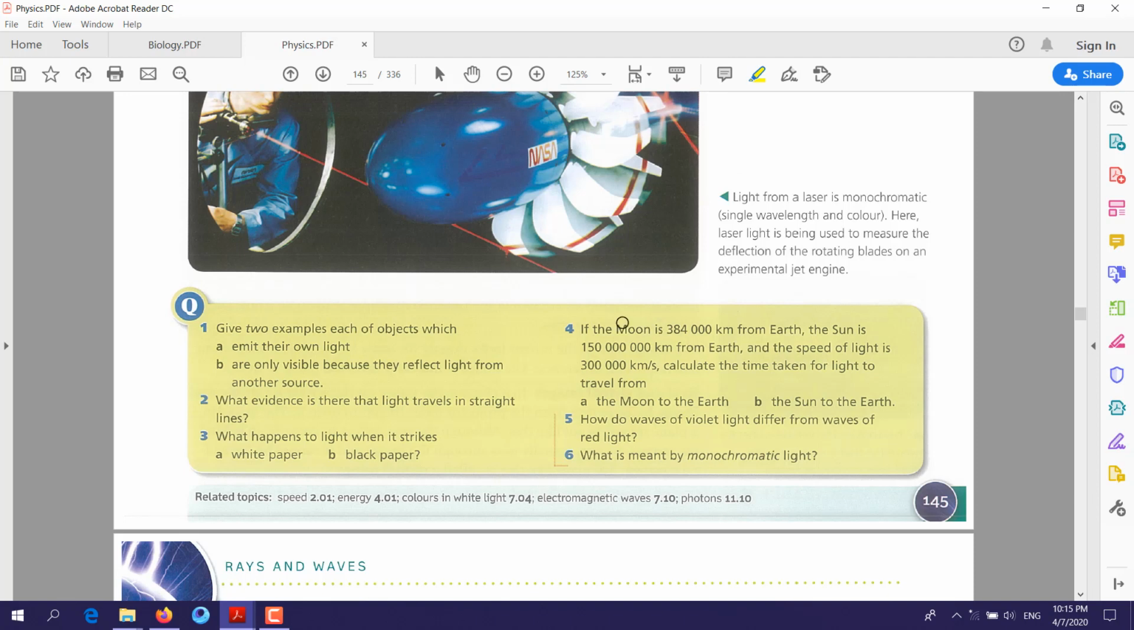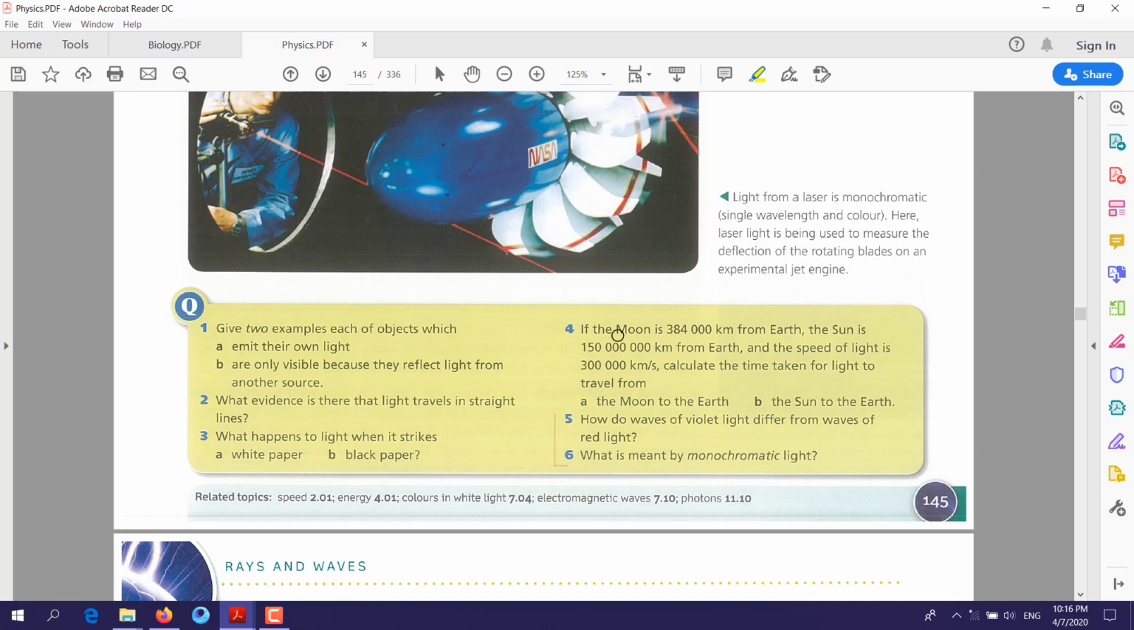Question number 4. It says, if the moon is 384,000 kilometers from Earth, the sun is 150,000 million kilometers from Earth, and the speed of light is 300,000 kilometers per second, calculate the time taken for light to travel from A, the moon to the Earth, B, the sun to the Earth. I will solve A, and B will be your task.